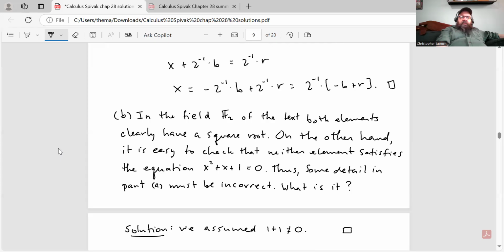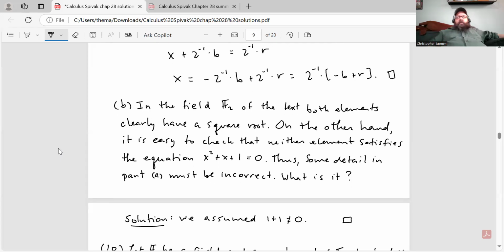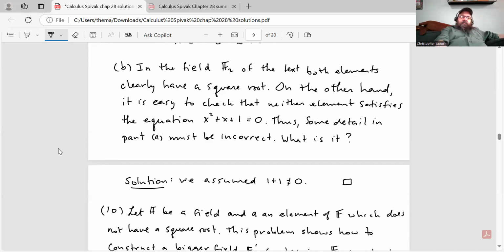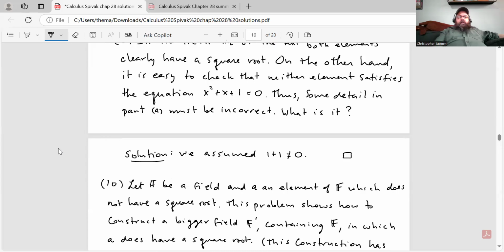And now in part B, we handle the problem that comes up when you have a field of characteristic 2. So in the field F2 of the text, both elements clearly have a square root. On the other hand, it is easy to check that neither element satisfies the equation x squared plus x plus 1 equals 0. Thus, some detail in part A must be incorrect. What is it? We assumed that we were in a field of characteristic not two, or in other words, we assumed that 1 plus 1 was not 0.